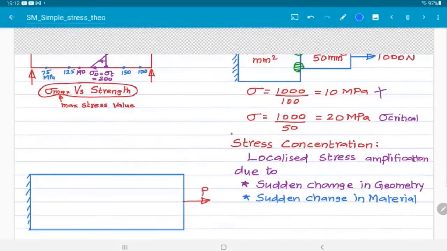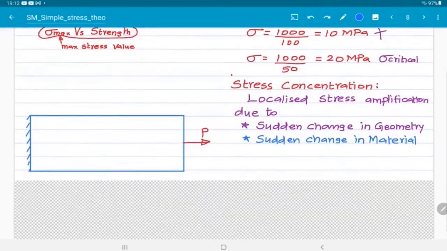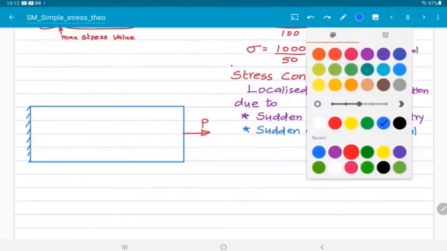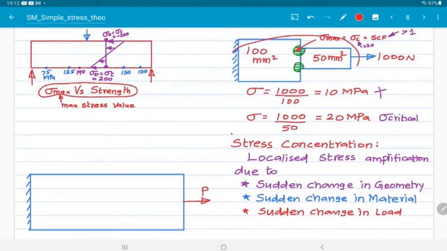Sudden change in material means, for example, this is steel and this is copper. At that junction, stress will be amplified. Then the third reason is sudden change in load. This can be used for two cases: sudden change in geometry as well as sudden change in material.